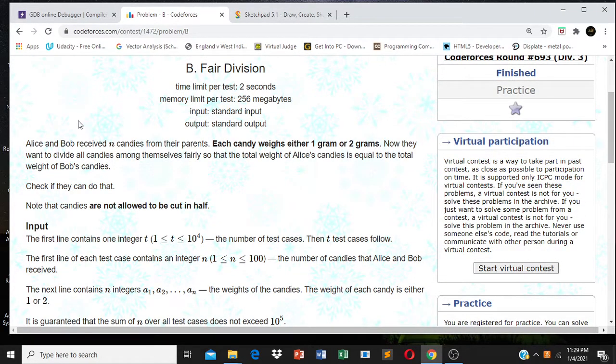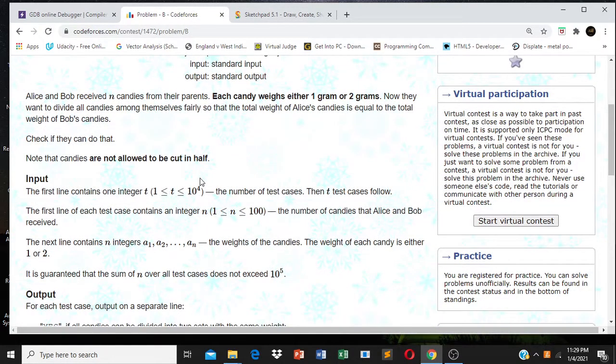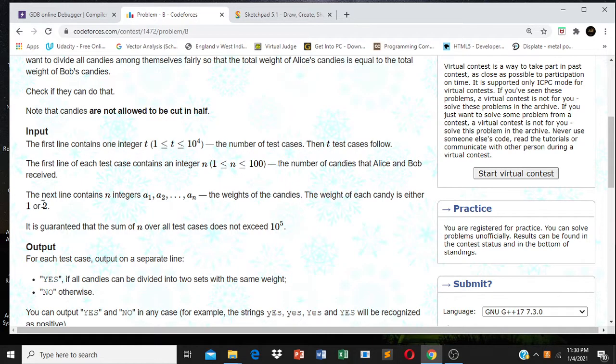Let's see. The statement said that Alice and Bob received n candies from their parents. So basically, we have an array of n integers, n is up to 100, and the values or the weights of this array will be either 1 or 2. Now we have to divide this array into two equal sums. Can we divide this array? But here's a condition. We cannot just divide 2 by 2.